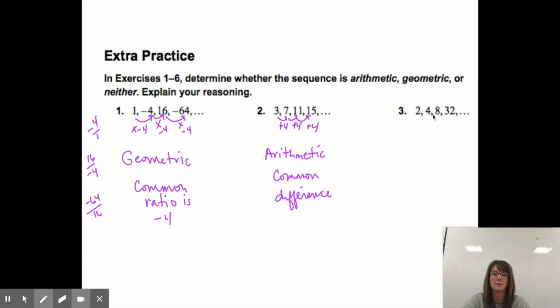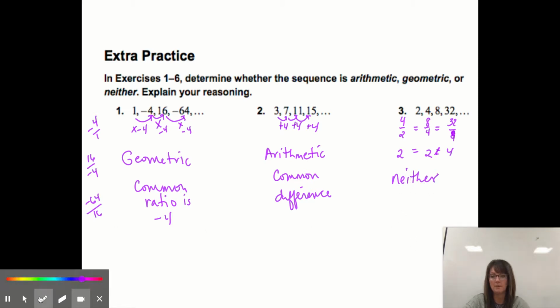All right. Here we go from 2 to 4, which is +2, but then this is not +2. So let's see, is 4 over 2 equal to 8 divided by 4? Yes. Is that equal to 32 divided by 4? So this simplifies to 2, this simplifies to 2, and this simplifies to 8. Since these are not equal, there is no common ratio. There's no common ratio and no common difference. This is a classic case of neither.